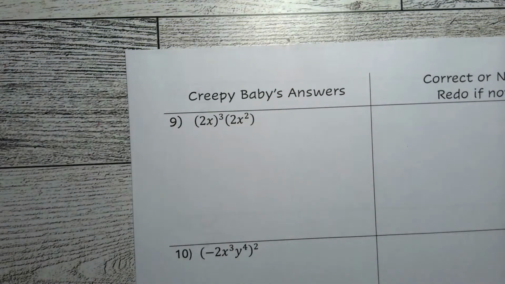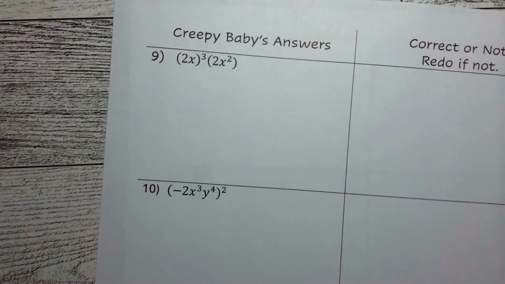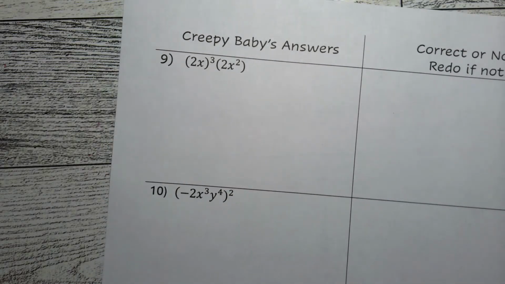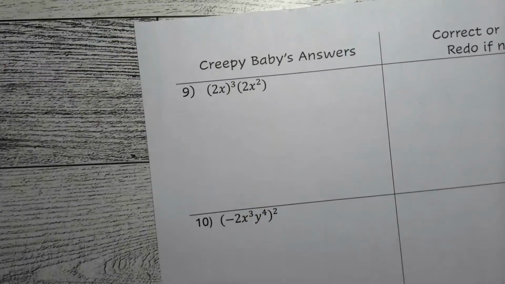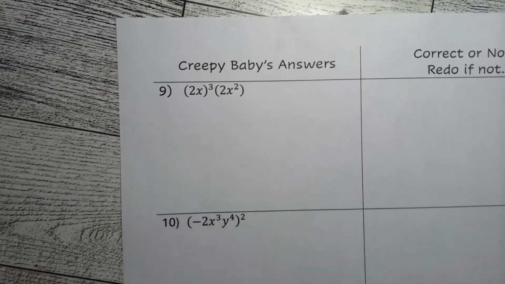We talked about this yesterday. Creepy Baby took a quiz. There's Creepy Baby. And she got some of these wrong. She got a few correct, but most of them are wrong. Your job is to figure out which ones are correct, which ones are wrong, and if they're wrong, you have to redo them. We did 1 through 8 yesterday. So let's do the rest right now. Let me turn this so it's not crooked for you. Okay.